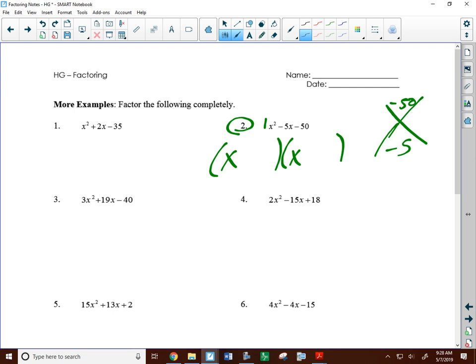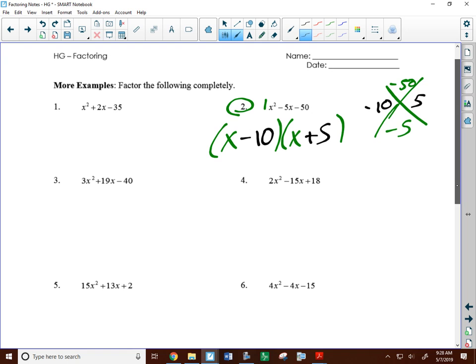Caleb? Negative 10 and 5. Wow, Caleb, deep voice today. Negative 10 and 5. Those multiply to negative 50 and add to get negative 5. And that's it. Again, easy case when a is 1.